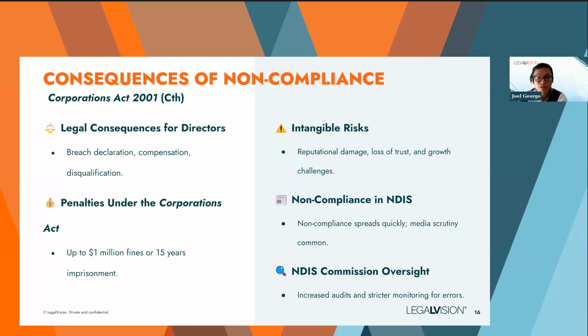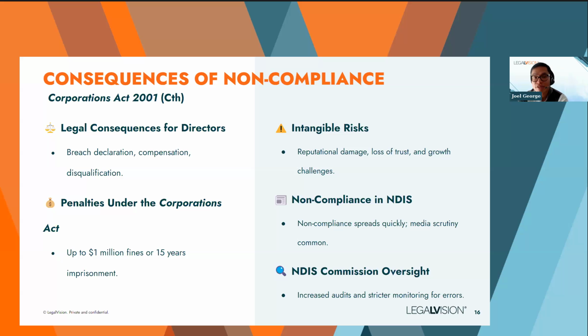So the consequences of non-compliance with your board and your governance duties come from two locations broadly. The first is the Corporations Act, provided your NDIS business is a company, and the second is the NDIS laws. I'll go through the former. So there is personal legal liability for directors of an NDIS company. Now, these can include declarations of breaches, which is usually a court statement saying so-and-so has done something wrong. It could include compensation for the company payable by the director who's breached their duty.